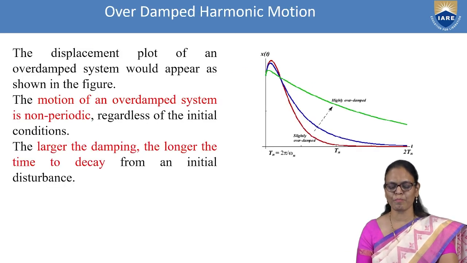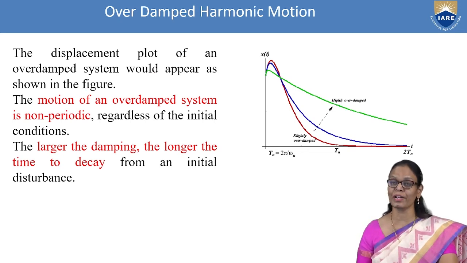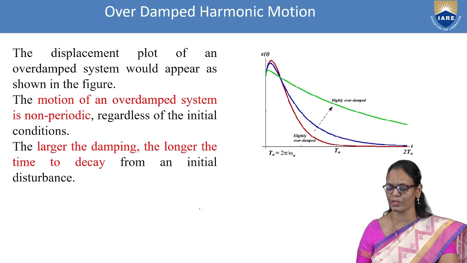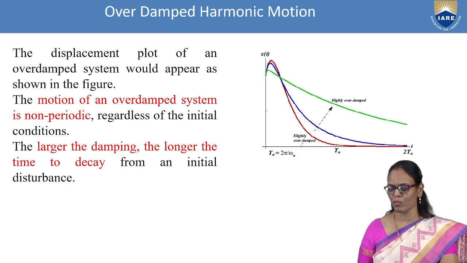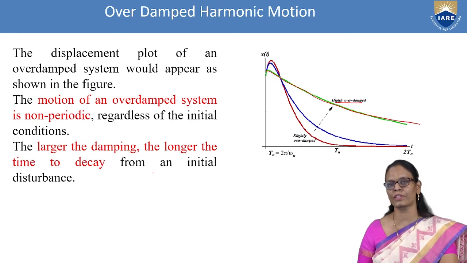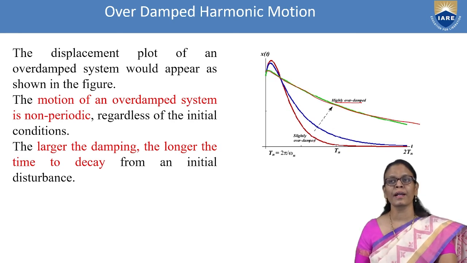So the displacement plot for overdamping would appear as shown in the figure. We have seen that in overdamping also, it depends upon how much damping there is, whether it is lightly overdamped or highly overdamped. If it is slightly overdamped, this is the graph we have. And if it is highly overdamped, this is the green line we have seen. In all three cases, it is not oscillating, it comes to rest.